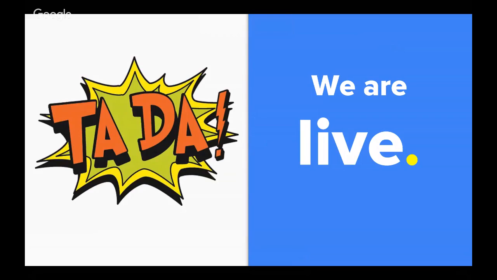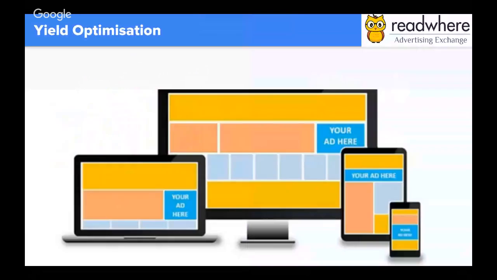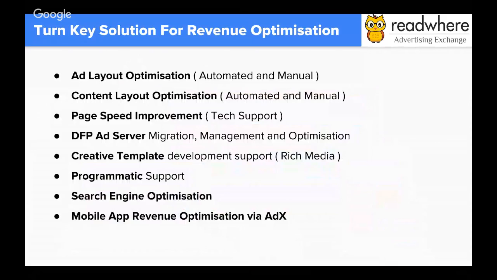Like Vaibhav mentioned, we have been Google partners for the last 3 years, and we are helping publishers optimize their yield. When I talk about yield, it's not just revenue that we work on, but we also look at various important factors which help publishers improve engagement with the audience, which leads to lower bounce rates and higher revenue. Some of the parameters that we look into are ad layout optimization. We have an automated tool which looks into various positions of an ad.